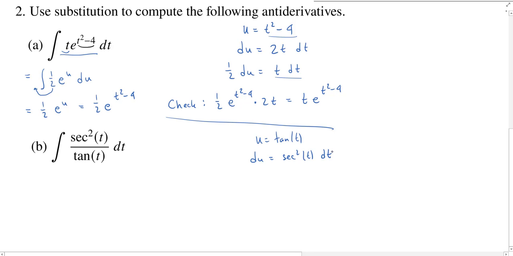Hey, that's exactly what we have in our antiderivative problem. I can rewrite this as, well, let's see, the tangent of t becomes a u, and then secant squared dt just becomes du. Okay, so I'm just trying to find an antiderivative for 1 over u. Okay, that's ln of the absolute value of u, and now I can replace my u with the tangent of t, and so I have ln of the absolute value of tangent of t.